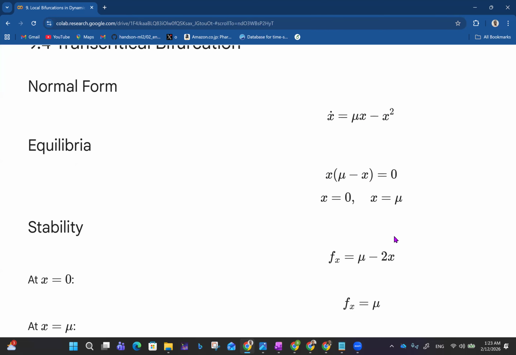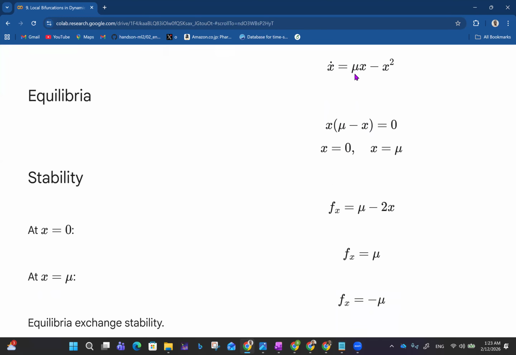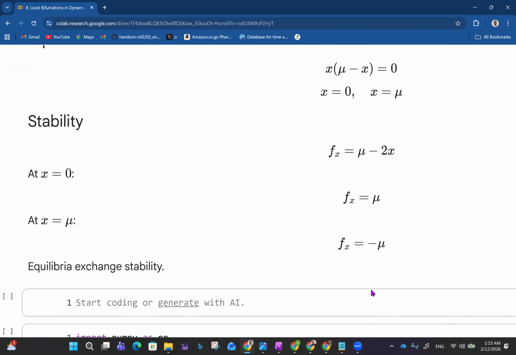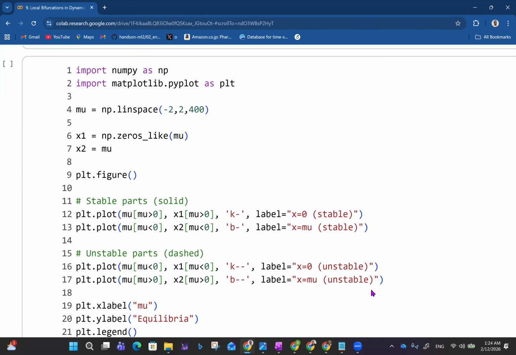If you do the linearization like we always would have to do, you differentiate this with respect to x, and you get mu minus 2x. In this case, at x equals 0, f sub x evaluates to mu. At x equals mu, which is another possibility, you have mu minus 2 mu, so f sub x is minus mu. So in this case, the equilibria exchange stability.